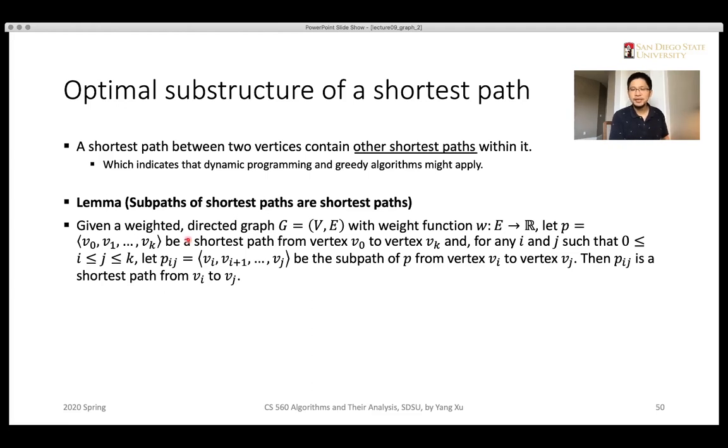For any integers i and j between 0 and k, we let p subscript ij indicate the segment from vertex vi to vertex vj. That segment pij must also be a shortest path from vi to vj. I think it's a straightforward theorem, because if pij is not the shortest path, which means in theory it could be smaller, then that means p is also not minimum, which violates our assumption. So that's the basic optimal substructure of the shortest path problem, which is good to know.